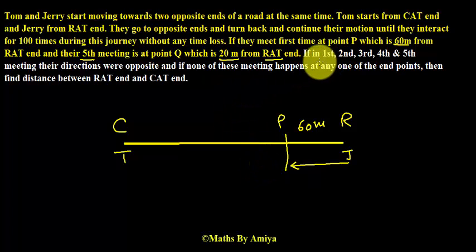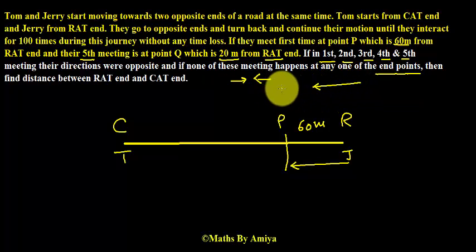The most important thing is that the first, second, third, fourth and fifth meetings happen when the directions were opposite. Opposite directions is the perfect case of meeting. And none of the meetings happens at the end point. It means in every round of every person, there is one meeting. Because the concept video says, if a meeting happens at the end point, then in the next round there is no meeting. But here none of the meetings happens at the end point. So in every round of Tom or Jerry, there is a meeting. And this is a perfect meeting condition.